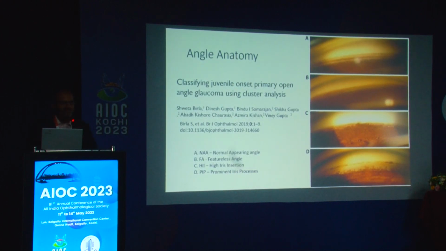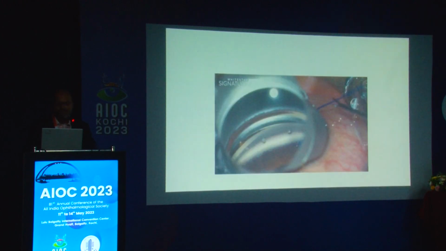We always try to pick up patients who have only this type of normal angle anatomy. Avoid featureless angles, where the tissue is totally abnormal. You may never get into Schlemm's canal. You may pass the suture and it may come out anywhere. So it's very, very tricky.